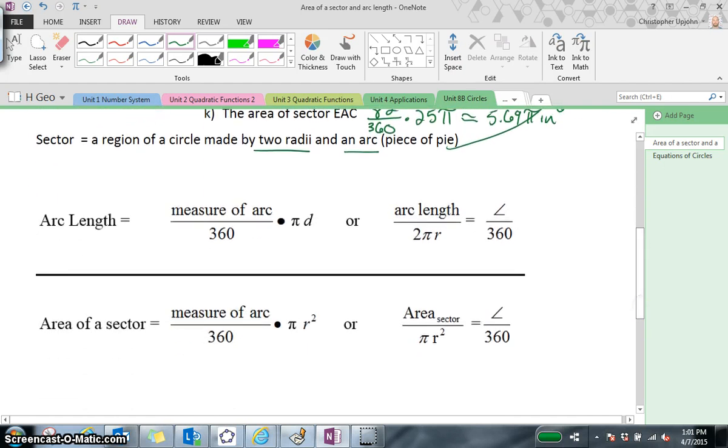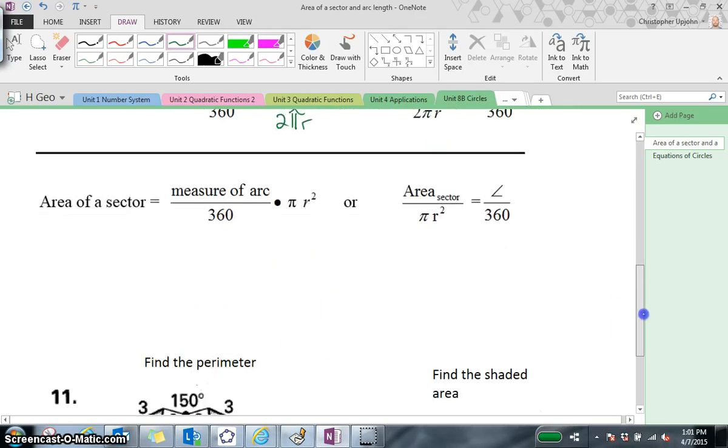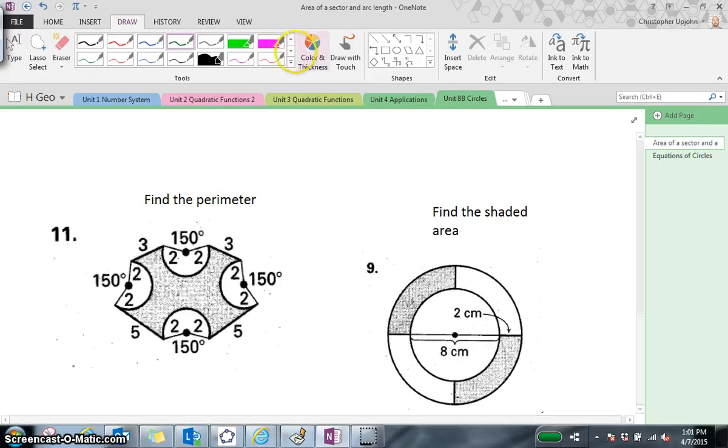So here are two formulas. This is what we're going to get on our formula sheet. Arc length is the measure of the arc divided by 360 times pi times d, or 2 pi r, our circumference, so we have our proportion. And the area of the sector is the measure of the arc over 360 times pi r squared, the area of our circle. So we'll do two quick examples.